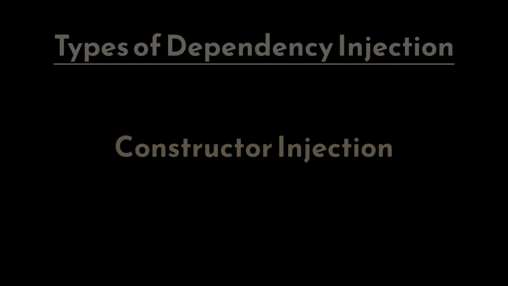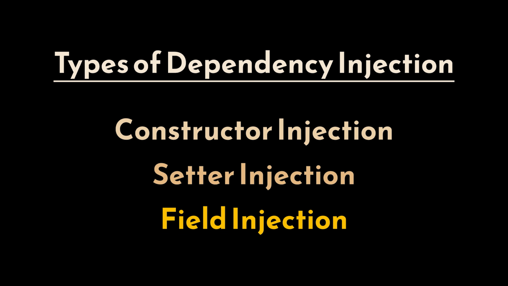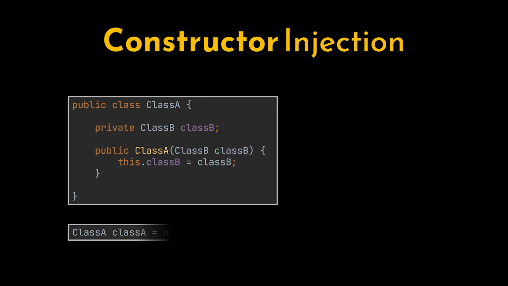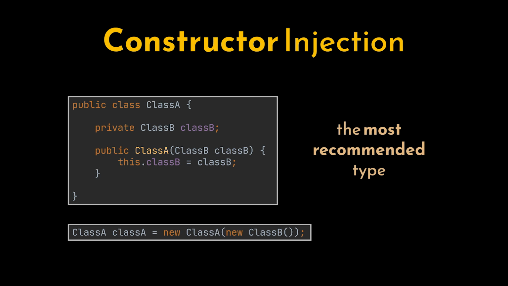Okay, there are three types of dependency injection: constructor, setter, and field injection. Constructor injection is what we just saw. Dependencies are passed through the constructor. This is the most recommended approach.